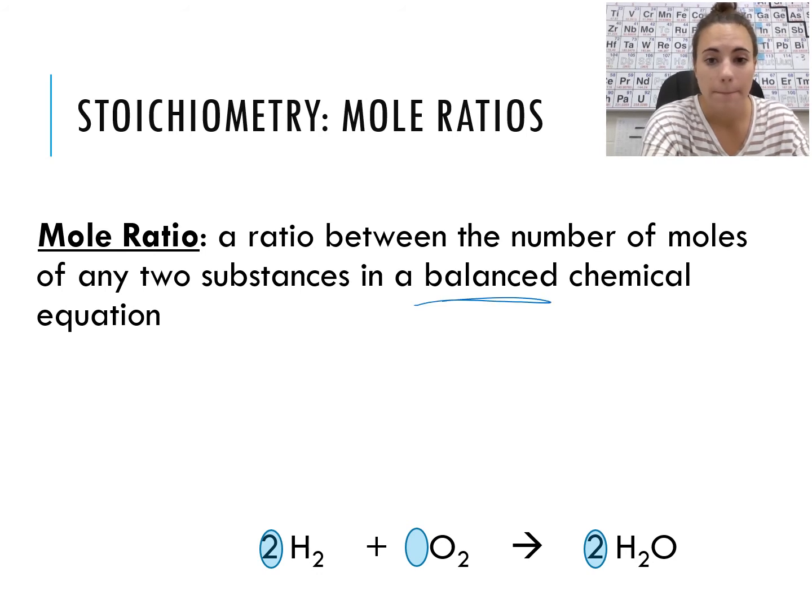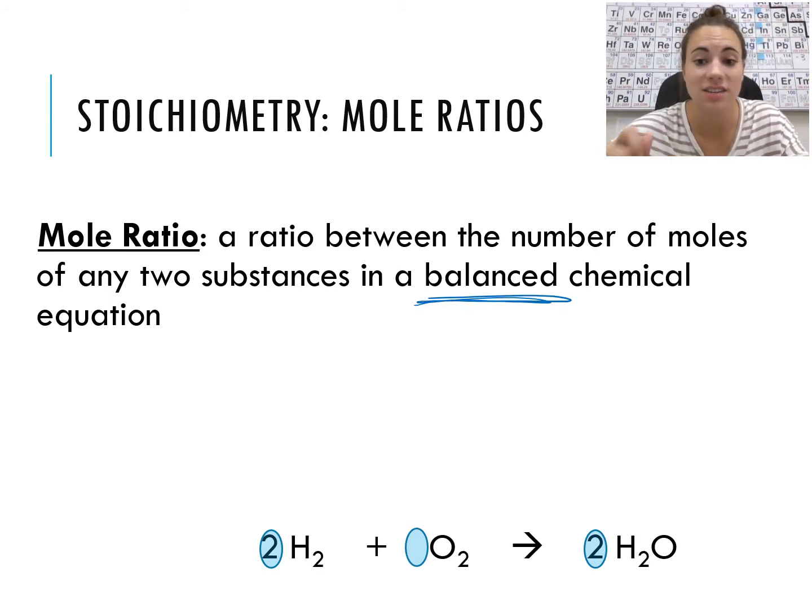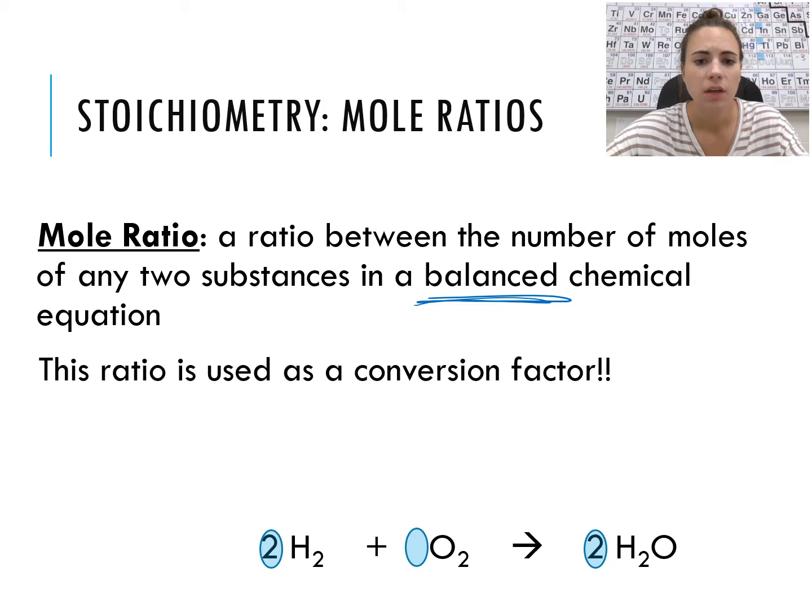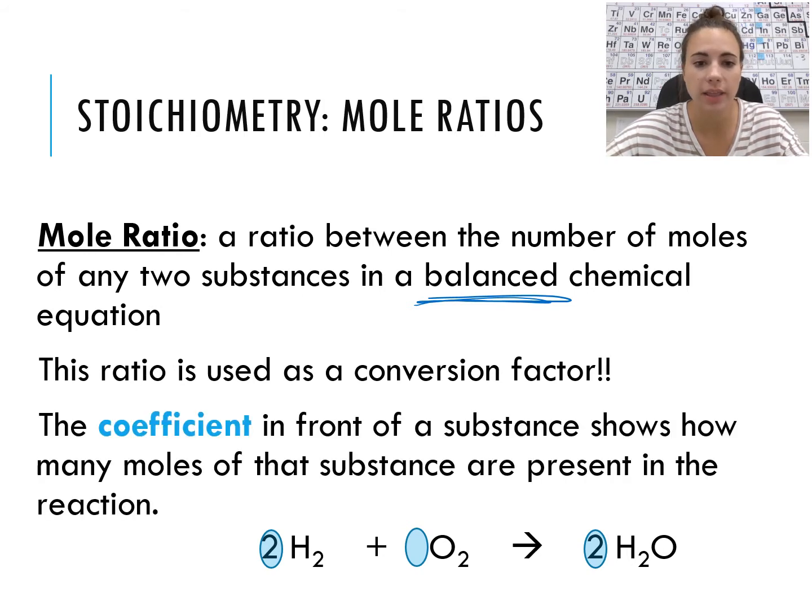Now, if our equation is not balanced, our equation is incorrect. And if our equation is incorrect, then our mole ratios are incorrect. So we always have to start with a balanced chemical equation. Okay? So now we can use this ratio as a conversion factor.